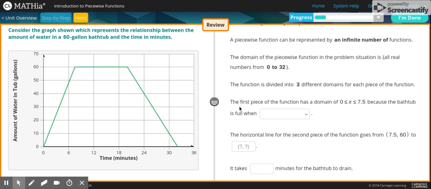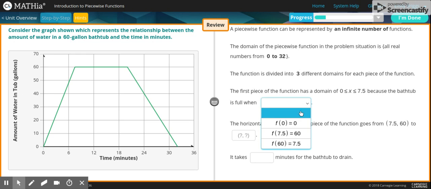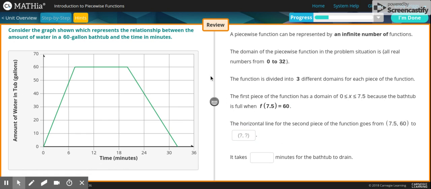The first piece of the function has a domain 0 is less than or equal to x is less than or equal to 7.5 because the bathtub is full when either f(0) equals 0, f(7.5) equals 60, or f(60) equals 7.5. The answer is f(7.5) equals 60.